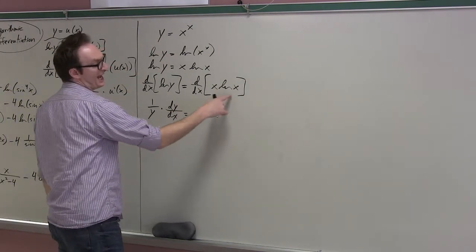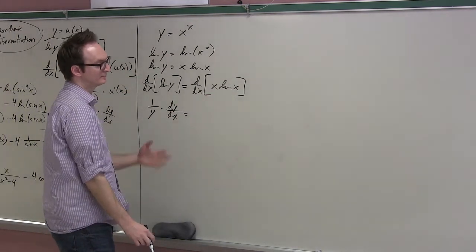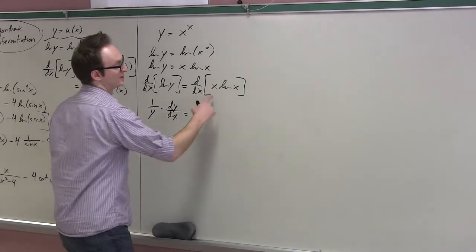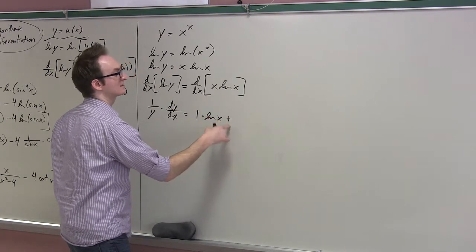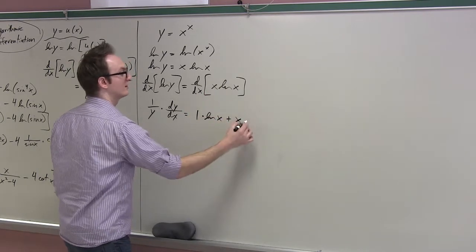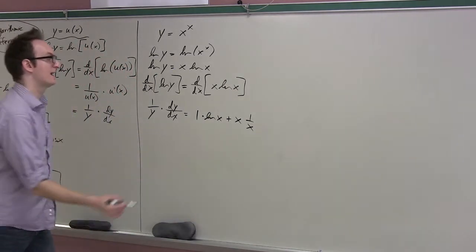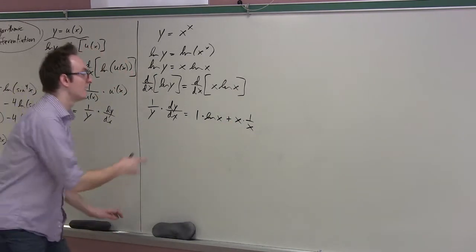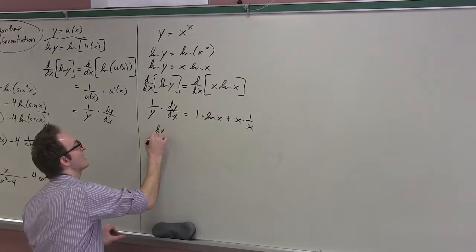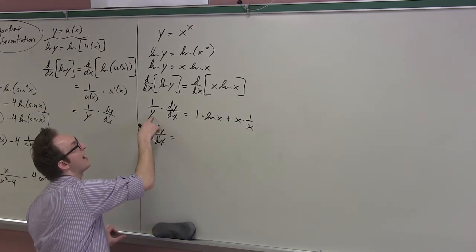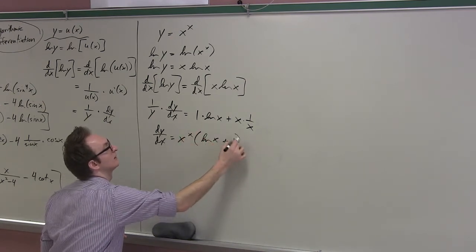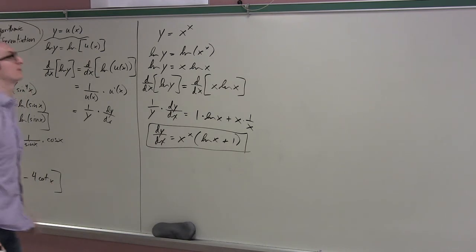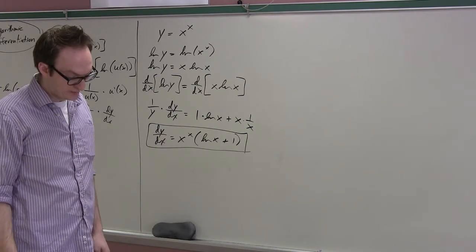And the derivative of x ln x, well, now I have to use the product rule. So derivative of the first, 1 times the second, plus the first times the derivative of the second. And so what I get is that dy dx is simply y, which is x to the x, times ln x plus 1. That is, in fact, the derivative of this function. And there's really no other way to do it. Okay, hopefully that makes sense.